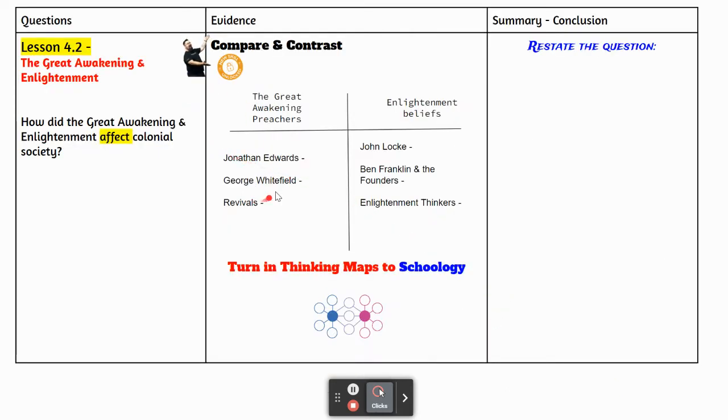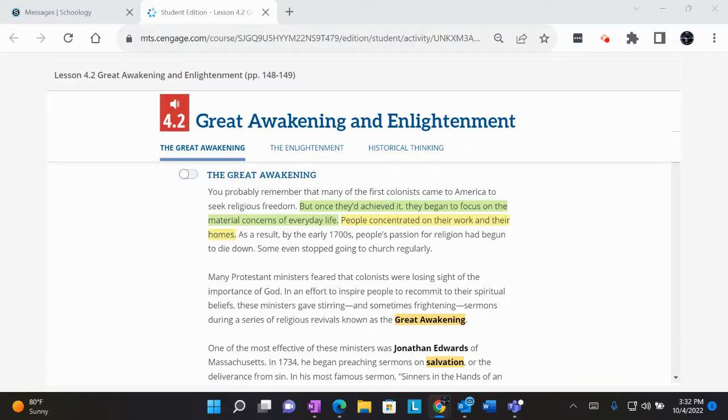Now, in class today, we looked at this thinking map. And I think I sent it to you with the T chart in it, but you typed in Jonathan Edwards, George Whitefield revivals, John Locke, Benjamin Franklin founders, and the Enlightenment. So if you need to pause and get that, do that now. Let's start with Jonathan Edwards.